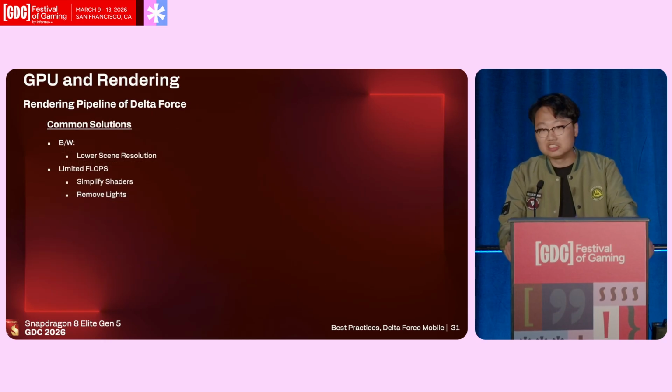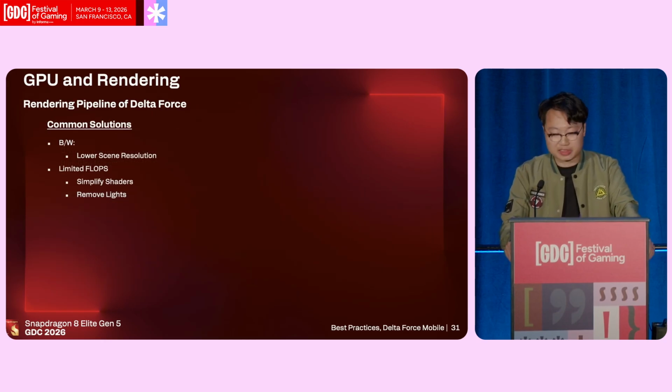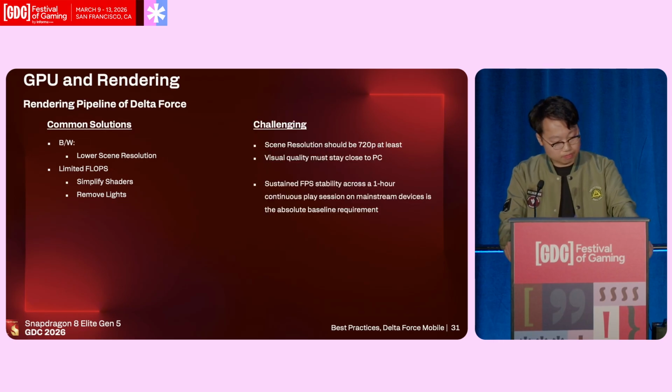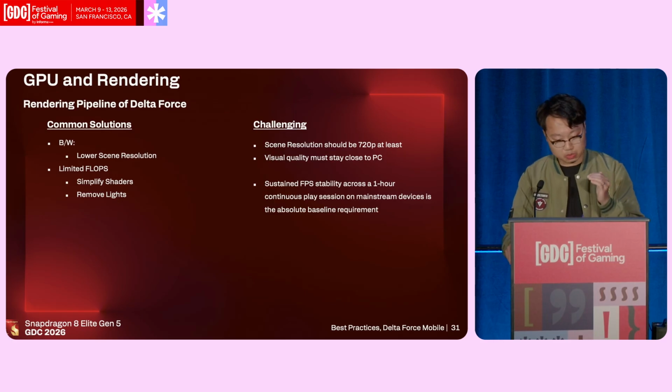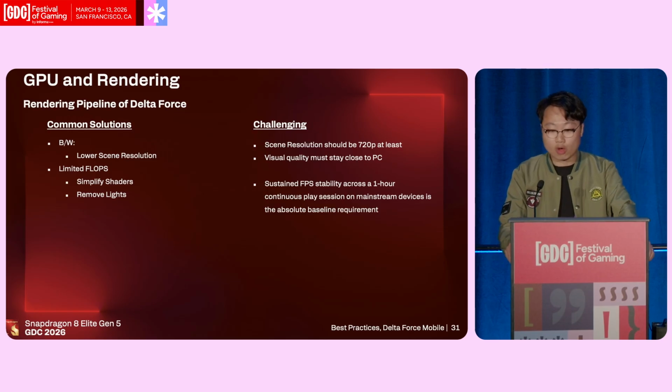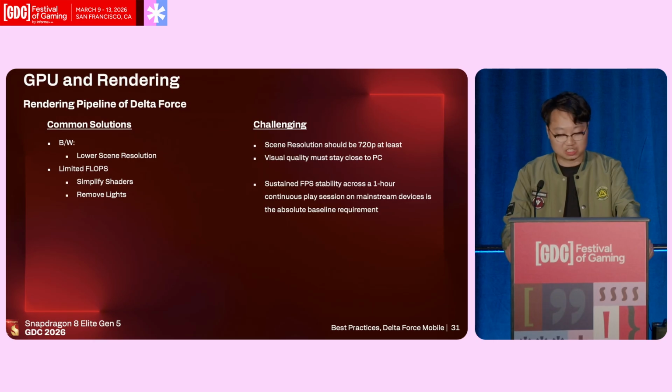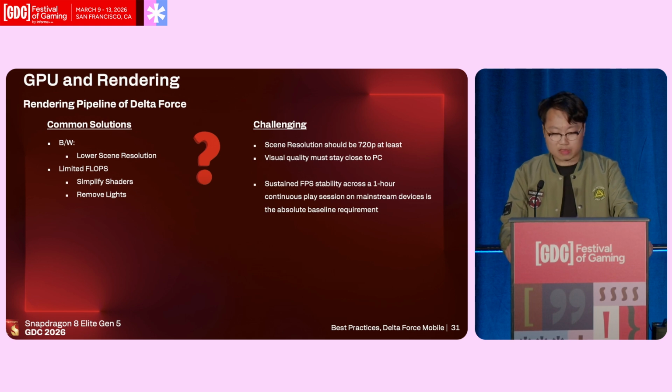Given those two core challenges on mobile, the first things that come to mind are just simplifying the materials, reducing the real-time lights, and lowering the resolution. But is that really enough? As a cross-platform shooter, Delta Force Mobile's visuals must maintain near desktop quality. And in the meanwhile, as an intensely competitive game, the frame rate is essential for gameplay. So that leaves us with one path forward.